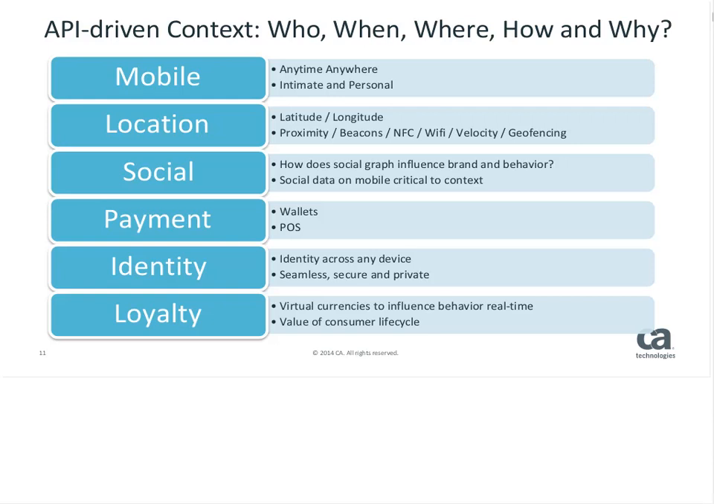Social. I talked a bit about that, but again, when you think about social context, think about how the graph influences brand and behavior. Think about social data on mobile as critical to context, okay? So when I say that, I mean, when you think about using data to try to understand who the user is in context, let's be perfectly frank, Facebook has a lot of data. They know a lot about you. Google Plus knows a lot about you.